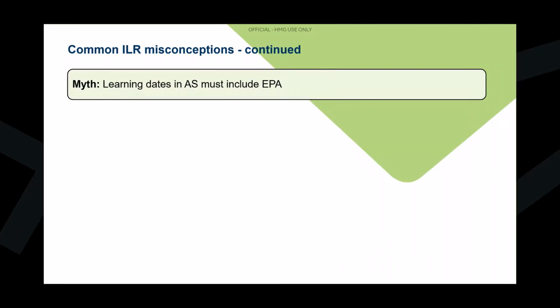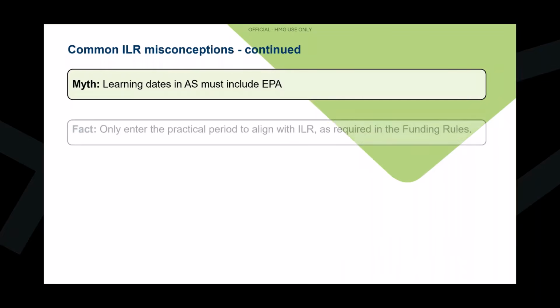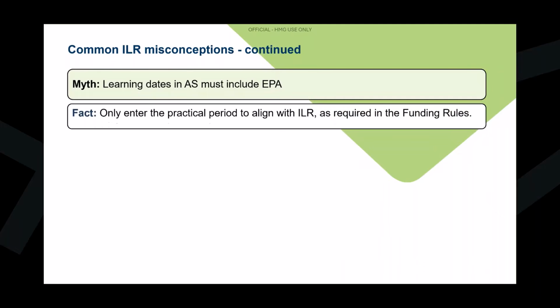Moving on to our next list of myths. Another myth is that learning dates in the Apprenticeship Service must include endpoint assessment. This was something that was queried a number of times earlier this year as well. Whilst both apprenticeship and practical period are required in the training plan, we have confirmed with policy that only the practical period is required in the Apprenticeship Service and in the individual learner record. So the dates should align between both systems.